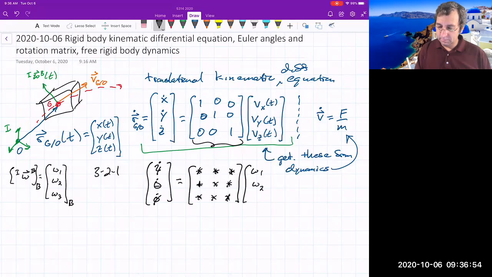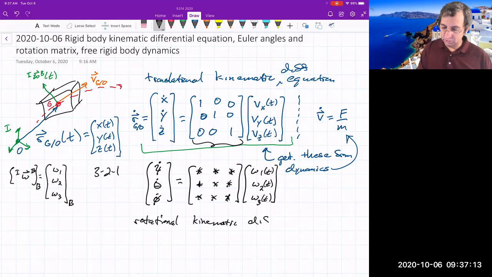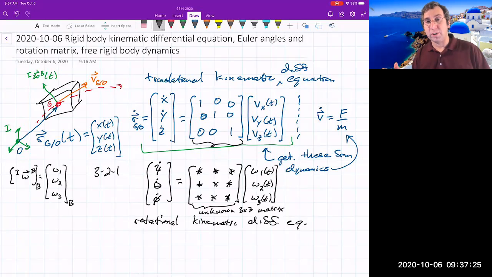So this is how you would write the translational. This is the rotational kinematic differential equation. And we have an unknown 3x3 matrix right now. We'll find it. Its entries are going to depend on Euler angles. Okay, so we want to get that.